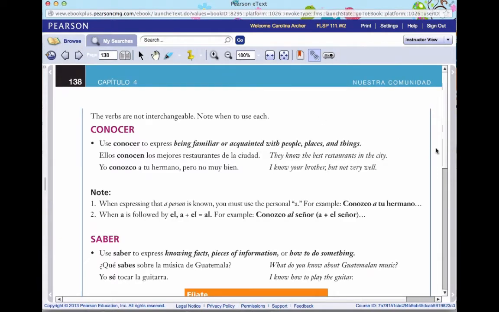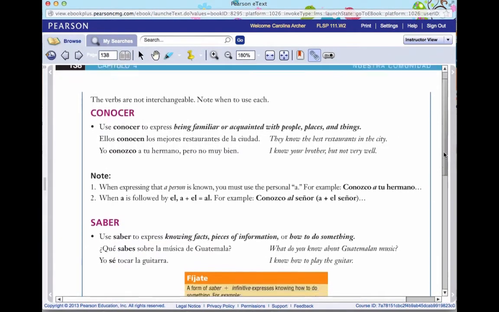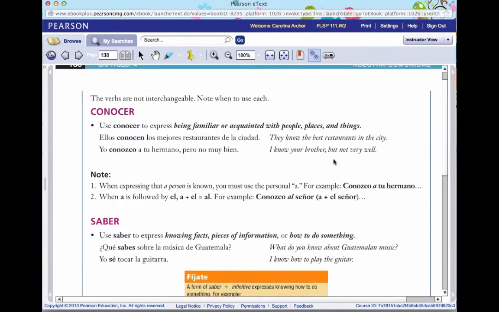Okay, they're not interchangeable. Conocer is used to express being familiar or acquainted with people or places and things. For example, if you say they know the best restaurants in the city, you're going to use conocer. Ellos conocen los mejores restaurantes de la ciudad.